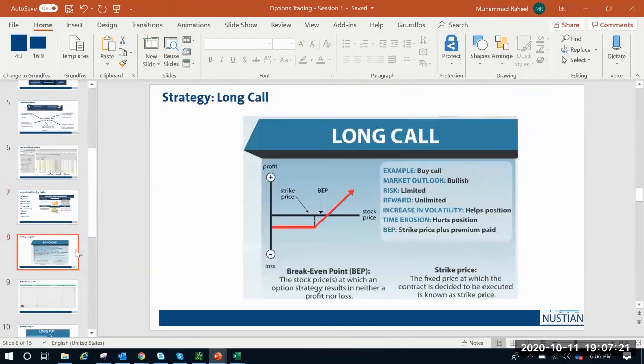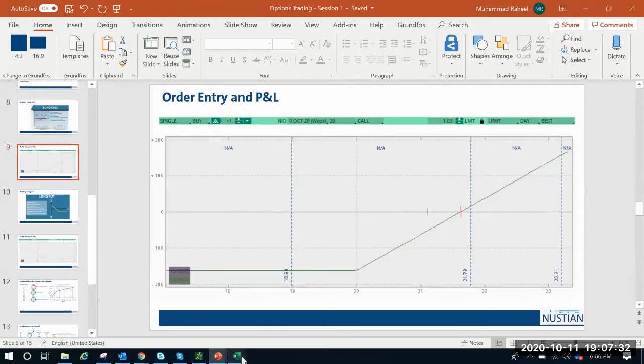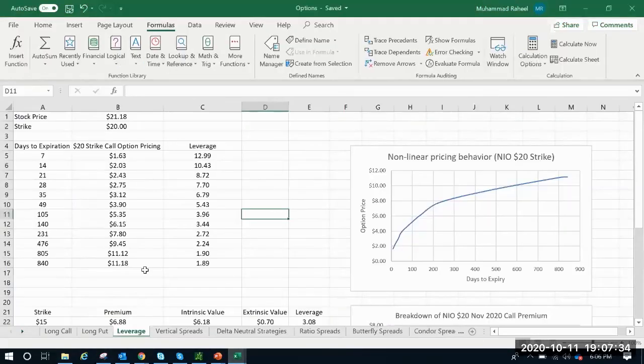And then we looked at the mechanics of long call, long put. These are the starting kind of strategies that you would employ. So we did some work in a spreadsheet where we did some calculations.